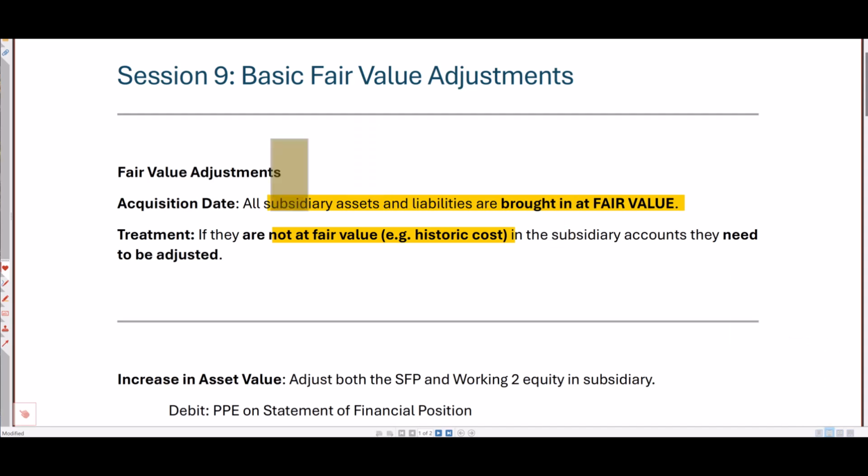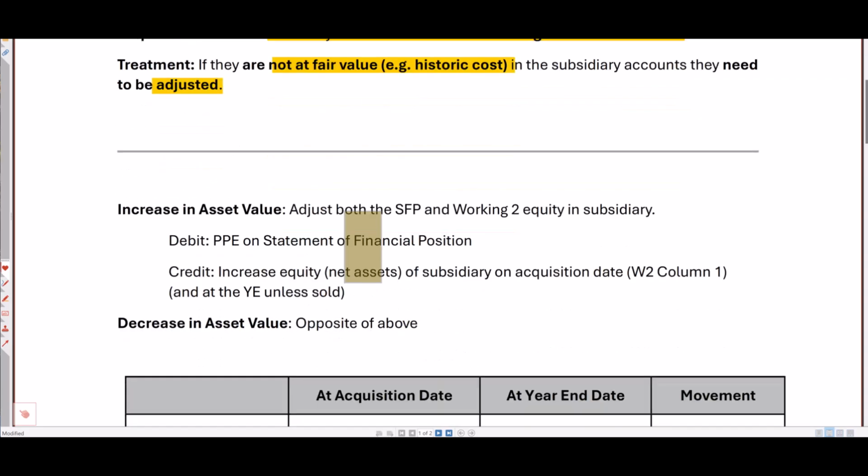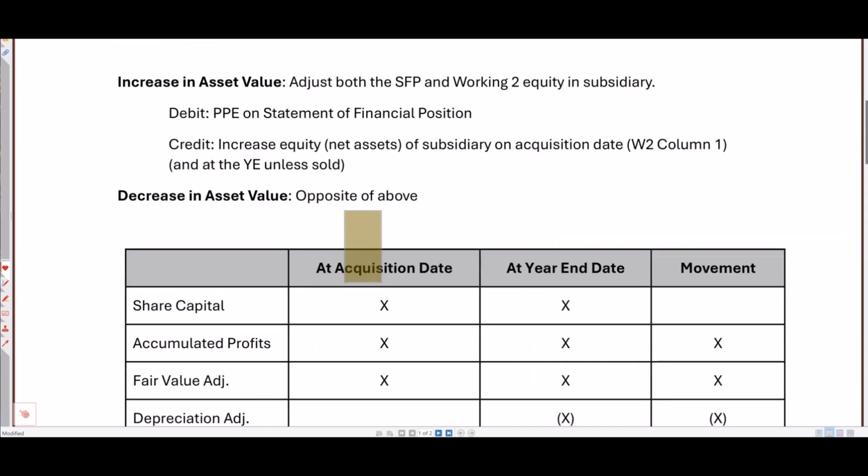So what do we need to do? Well, we need to adjust them. Hence the term fair value adjustment. We are adjusting the asset or the liability from whatever it is in the subsidiary's set of financial statements to fair value. So from historic cost to fair value. And the adjustment is what we need to deal with. Okay, so the simple examples in this session are essentially where we've got an increase or a decrease in the asset value.